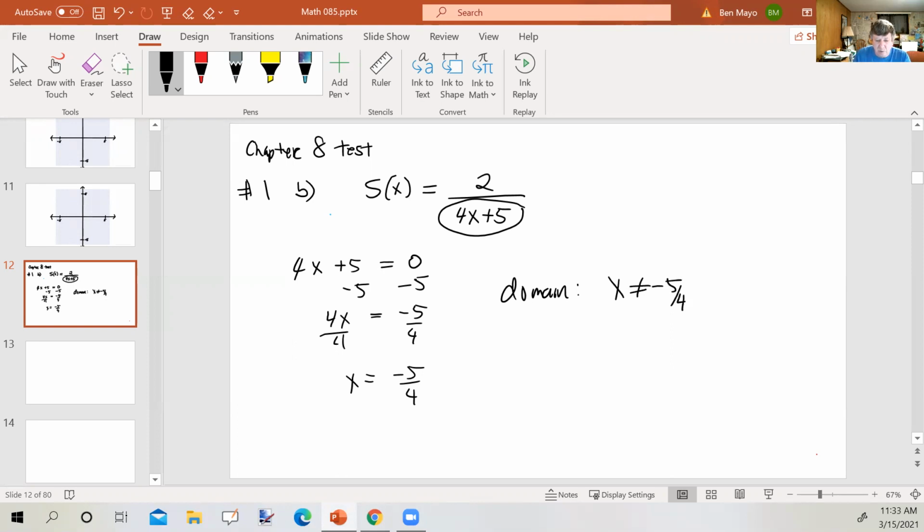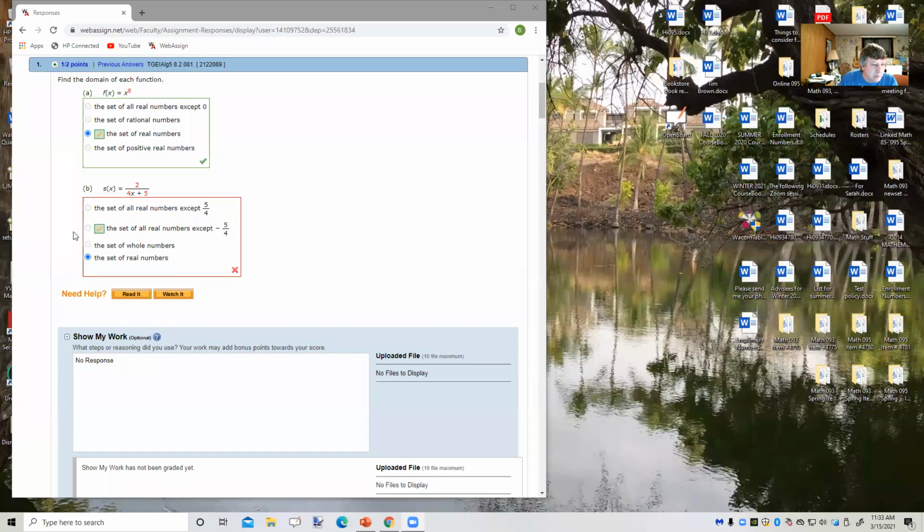So looking at our choices, we would choose this one here, the set of all real numbers except -5/4.